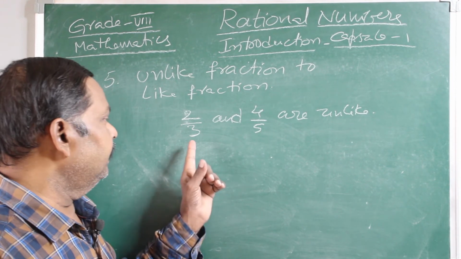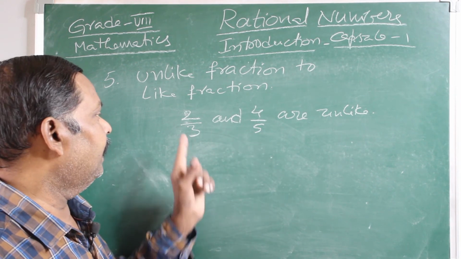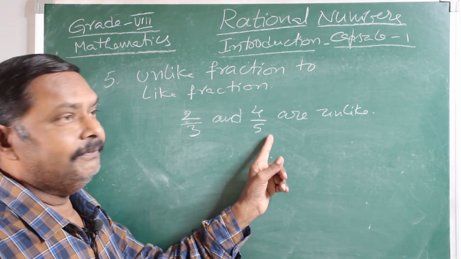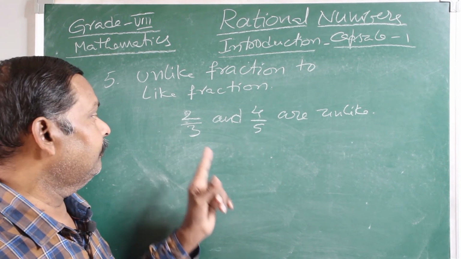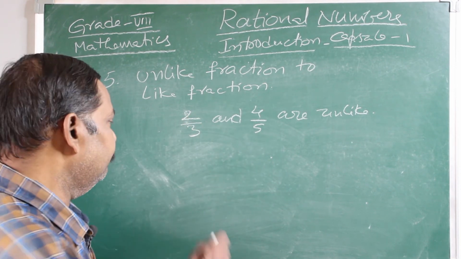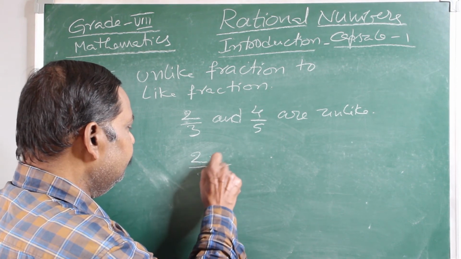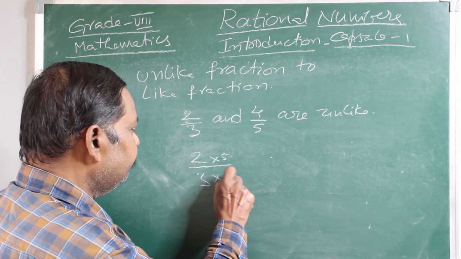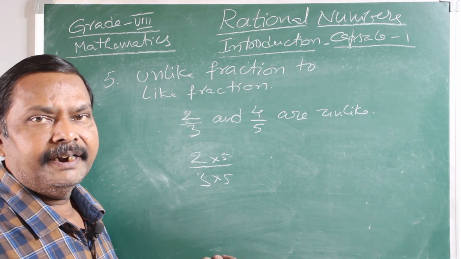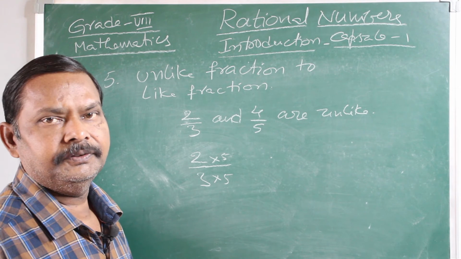Now, its denominator is 3, its denominator is 5. Multiply the numerator and denominator of the first fraction with the denominator of the second fraction. That is, multiply 2 by 3 with 5. So, 2 by 3 into 5 into 5. So, we have multiplied the numerator and denominator of the fraction with the same number, so the value of the fraction will not change.